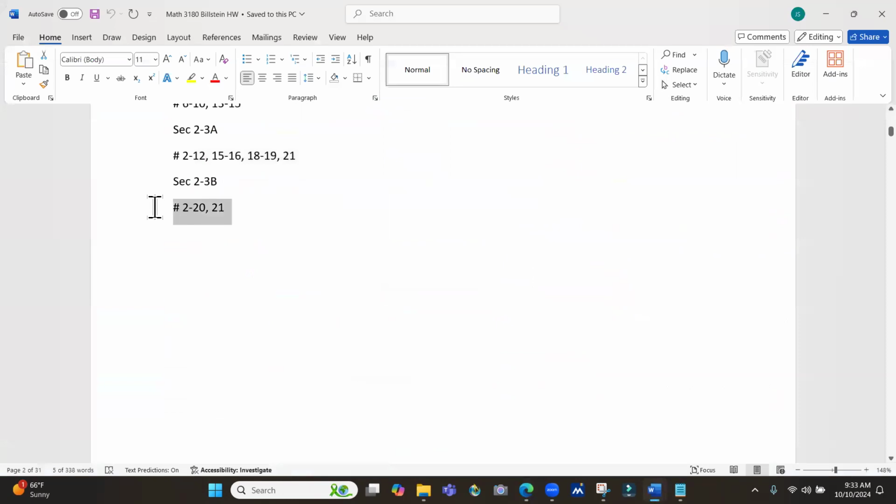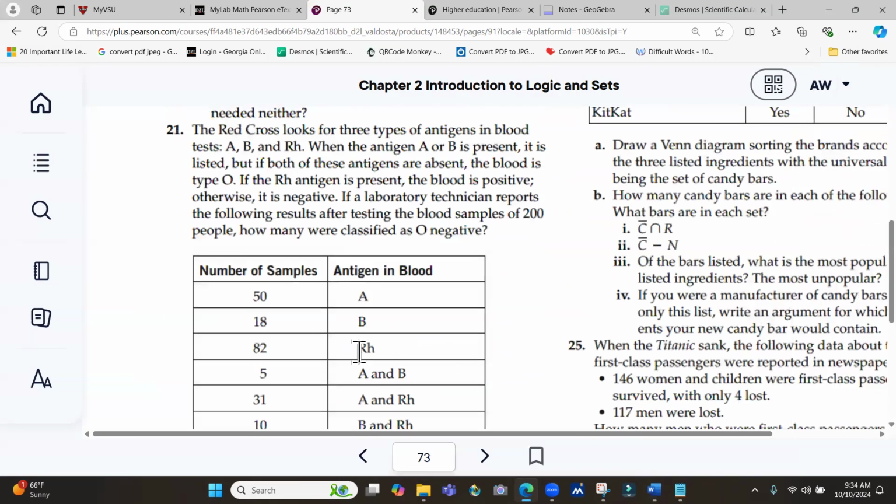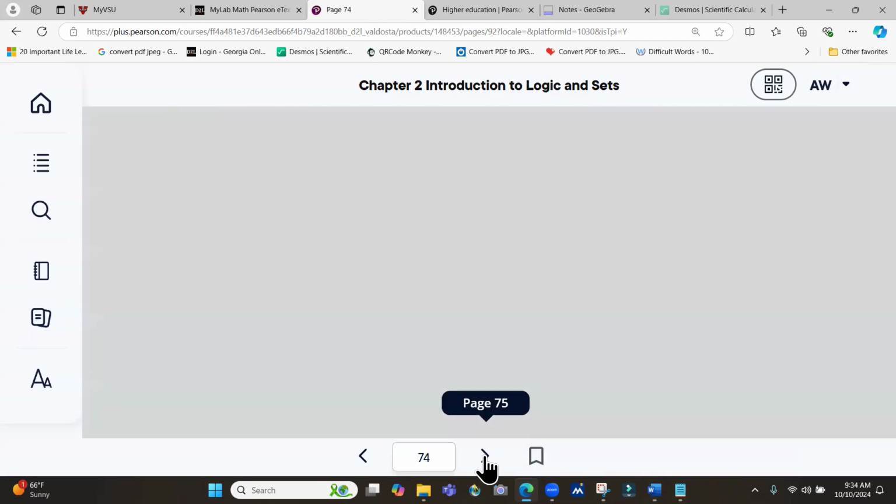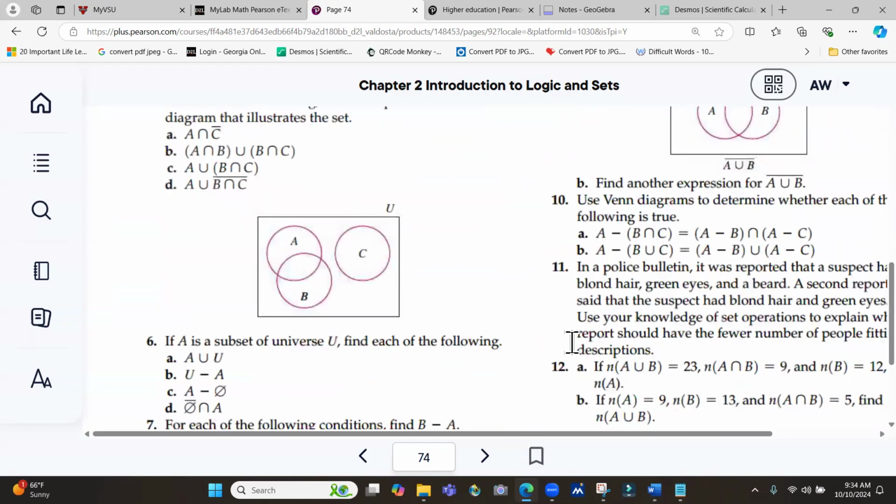Let me go back and see some of these problems from 2.3b. If they are fun problems, word problems, we will do them. Fun means word problems, okay? And we will do this Red Cross problem. I will have to do it today.